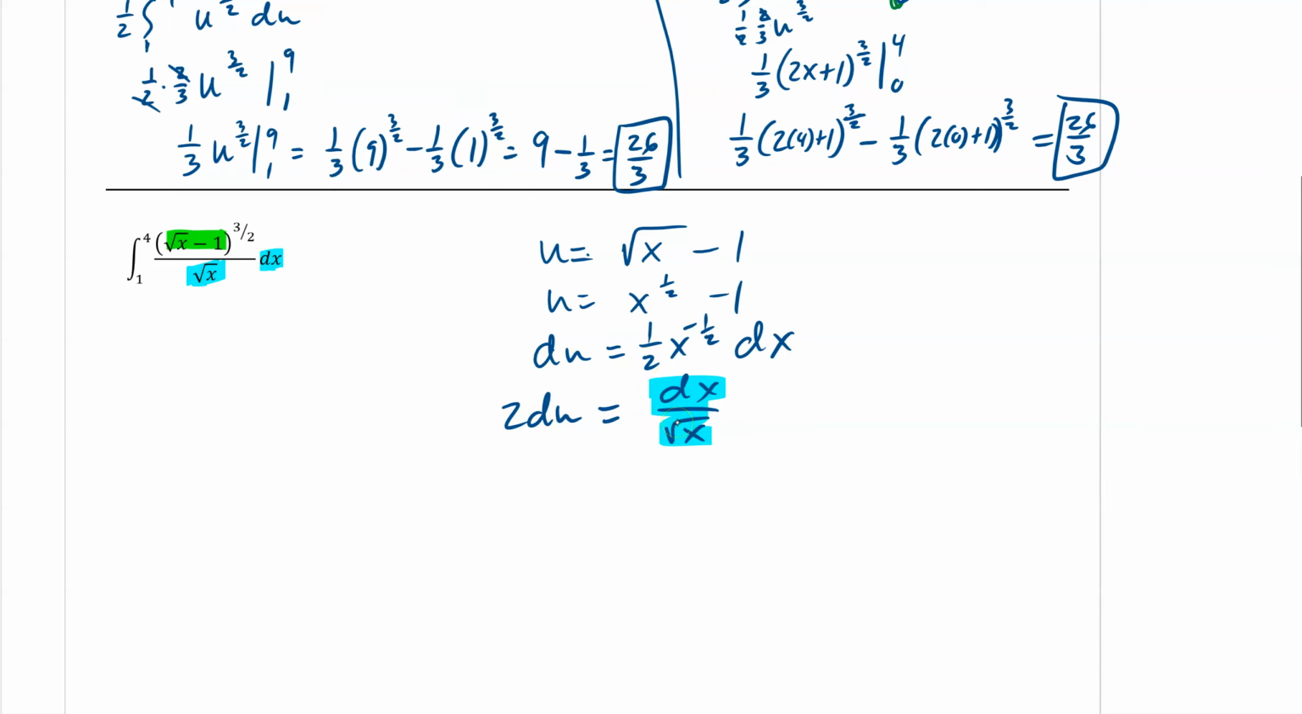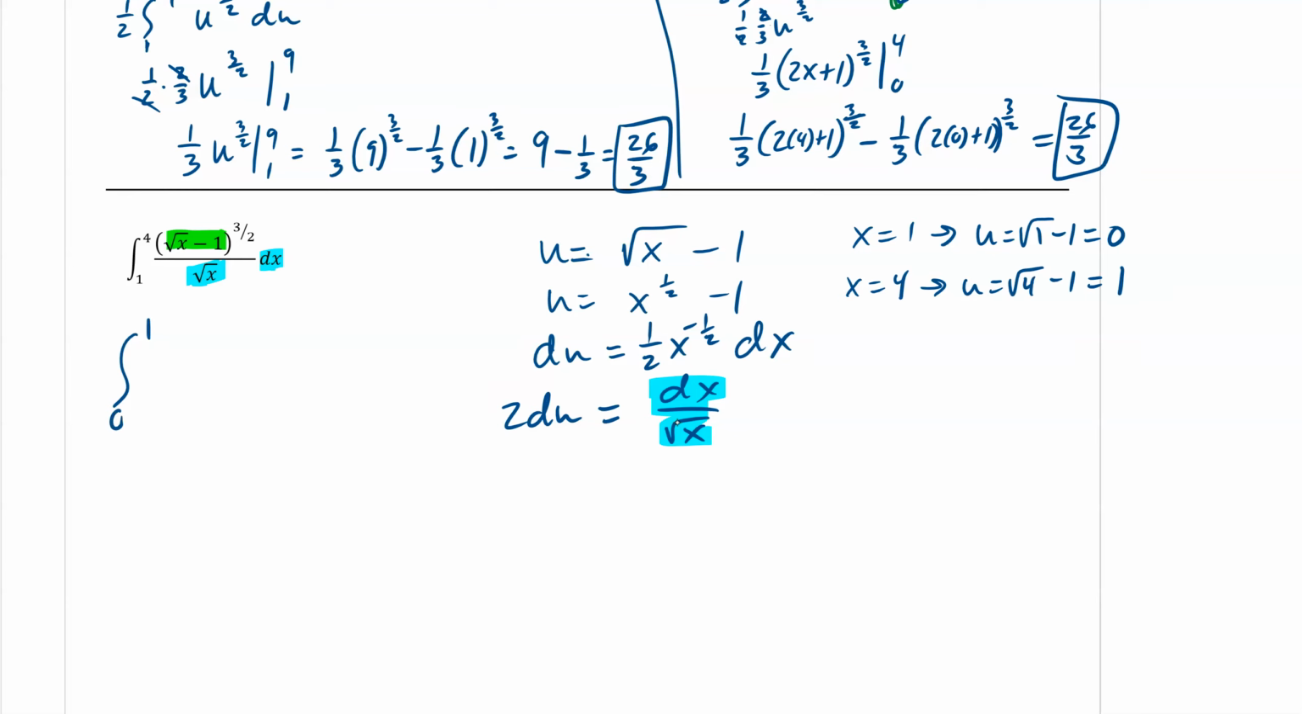So we now get the integral, and I cannot put 1 and 4 here. I've got to come back over here and put x equals 1, x equals 4, and then plug them in. So u equals the square root of 1 minus 1, which is 0. And u equals the square root of 4 minus 1, which is 2 minus 1, which is 1. So we're really going from 0 to 1.